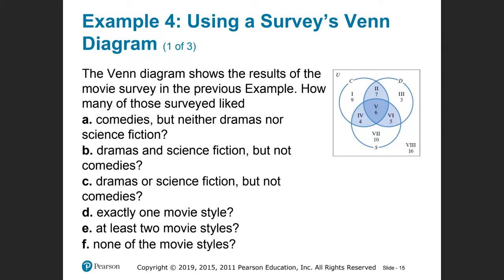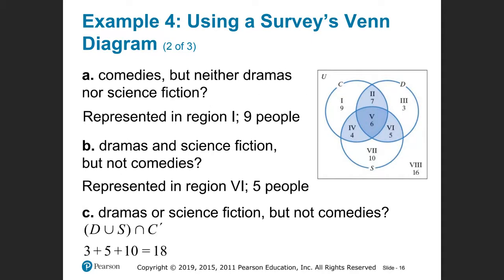Okay, we're going to go back to the Venn diagram that we've already looked at. So for A, comedies, but neither dramas nor science fiction. Okay, comedies, remember, circle C, but neither dramas nor science fiction. So we don't want any of the overlaps of circle D or S. This would be region 1, which we've identified as 9. So 9 people like comedies, but they don't like the other 2.